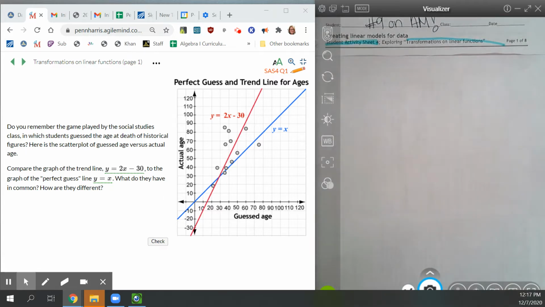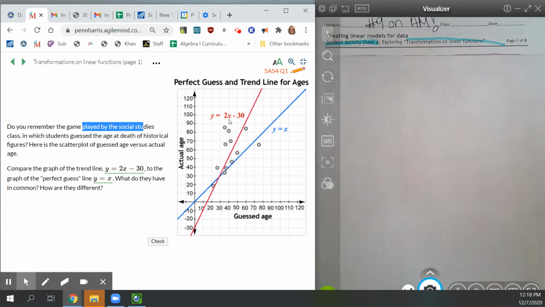So let's go ahead and take a look at this, guys. You're not going to remember the social studies game in class because we skipped that. But all these data points on this table are the data from the game that they played. And with that, they came up with this red line, which is represented by the equation y equals 2x minus 30.